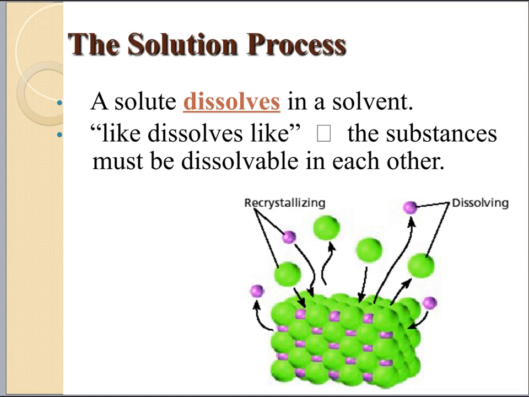The solution process. A solute dissolves into a solvent. This is the exam right here. Make sure you understand that this is the directionality of the physical process. Like dissolves like. So you can only have two things that are similar to each other chemically in order to make a homogeneous mixture very easily. You've probably noticed some things dissolve better than others, right? Like lemon into water, sugar into water, versus something like olive oil and water. Olive oil doesn't mix very well because they're not very similar.